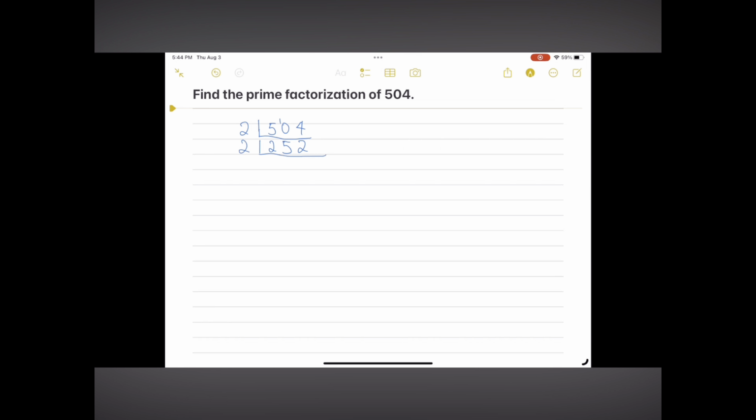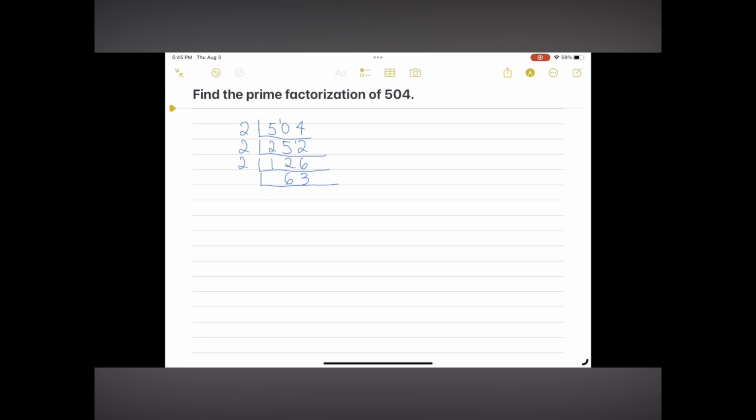252 is even. We divide by 2. 2 goes into 2 1 time. 2 goes into 5 2 times. 2 times 2 is 4. 5 minus 4 is 1. We carry the 1. 2 goes into 12 6 times. 126 is even. We divide by 2. 2 goes into 12 6 times, and 2 goes into 6 3 times.